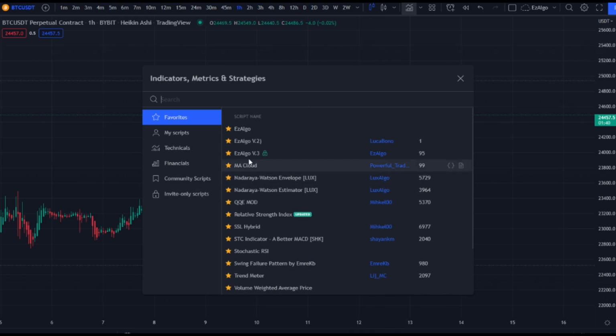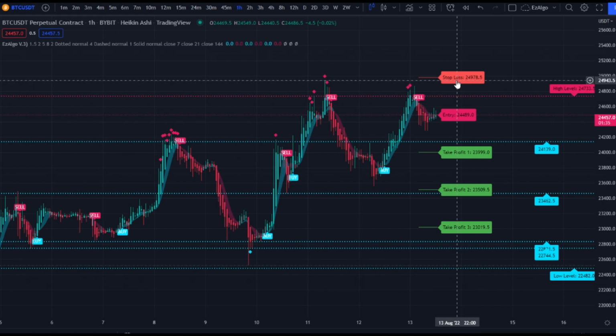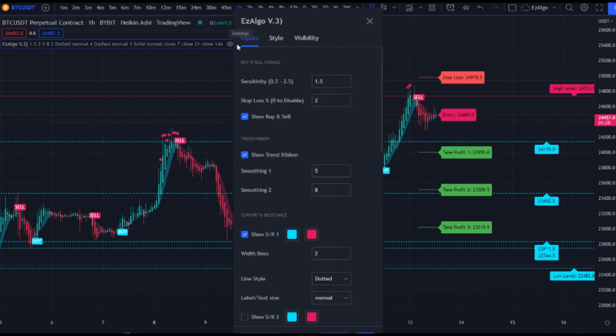So after you do that, you're going to come up here to indicators and it will be under your invite only scripts, EzAlgo v3, and you're going to load that in. And once you load it in, it's going to be a little bit cluttered, right? There's a lot of stuff going on. So we're going to customize some things in the settings here.